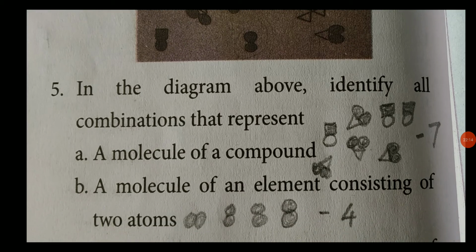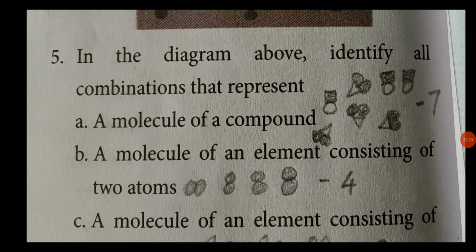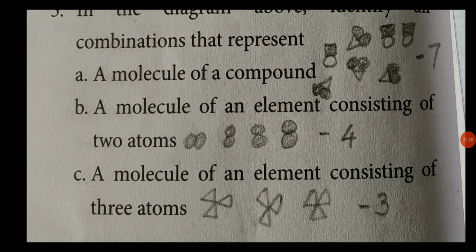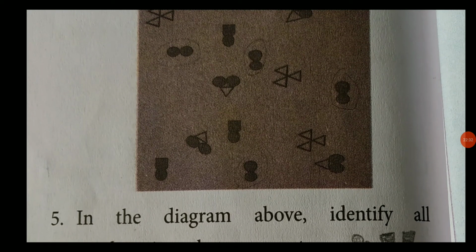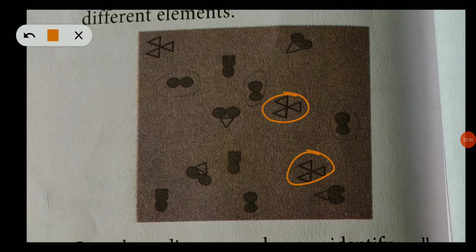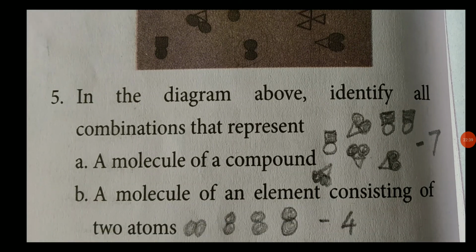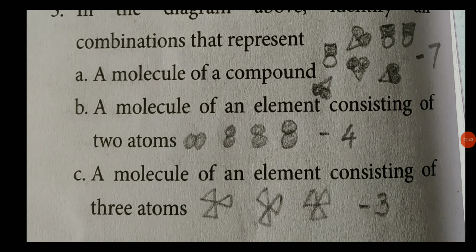You have to draw the symbols and write 7. So how many molecules of elements are there? See the circled ones. 1, 2, 3 and 4. Just 4 molecules of elements are there. The remaining are molecules of element consisting of 3 atoms, which are made up of just 3 atoms. 1, 2, 3. So here, molecules of an element consisting of 2 atoms are only 4, and molecules of element consisting of 3 atoms are 3.